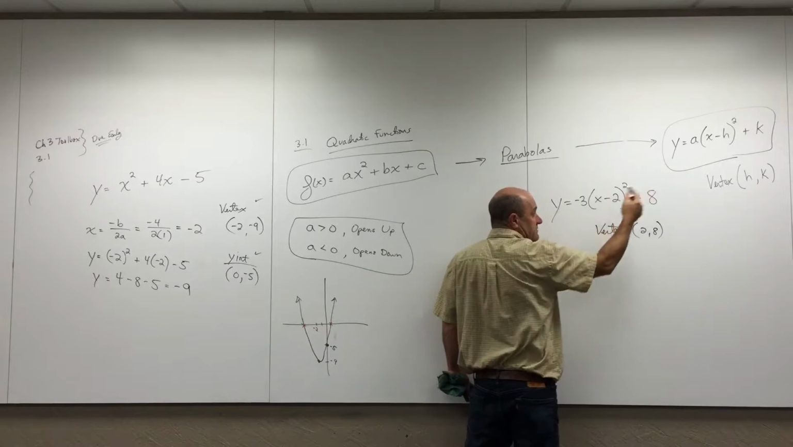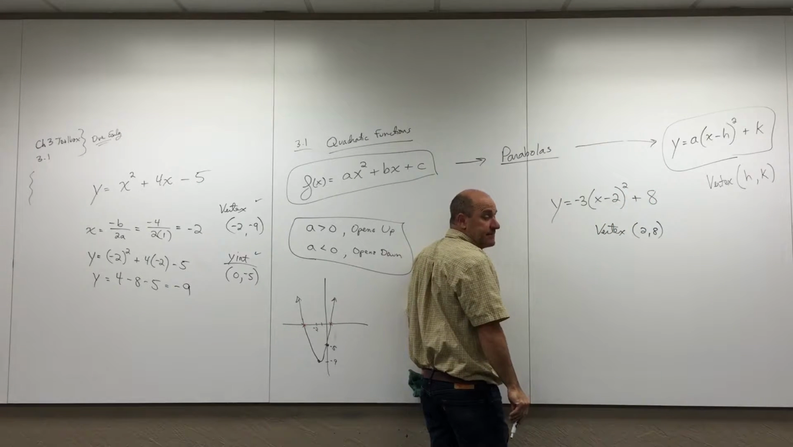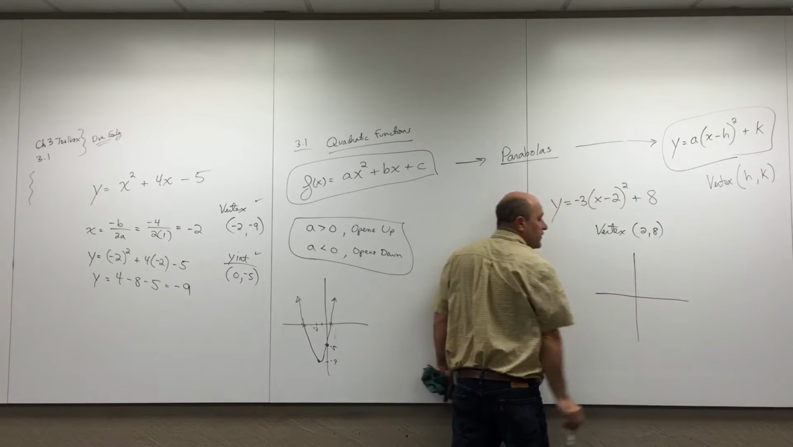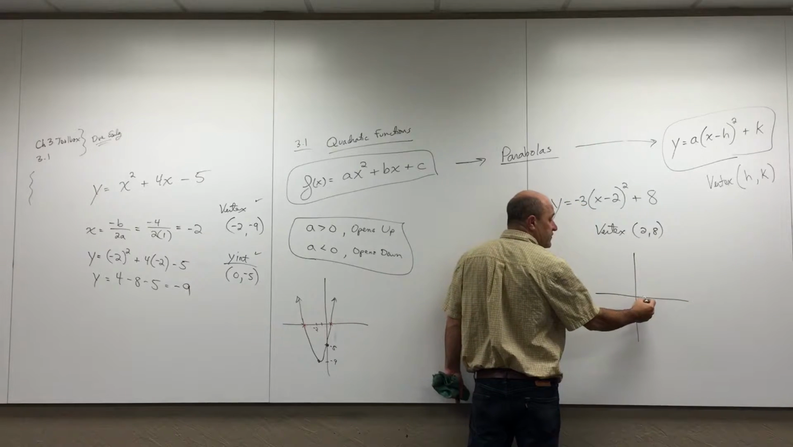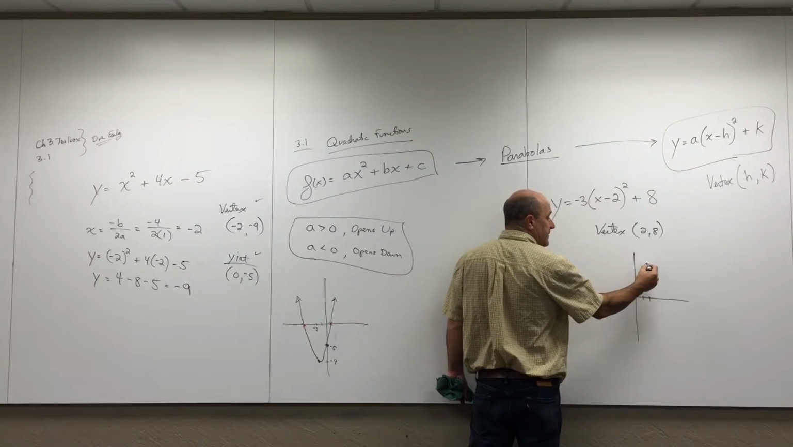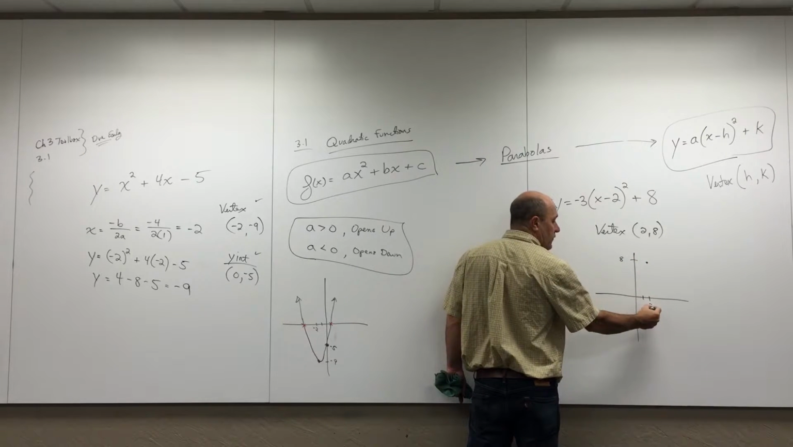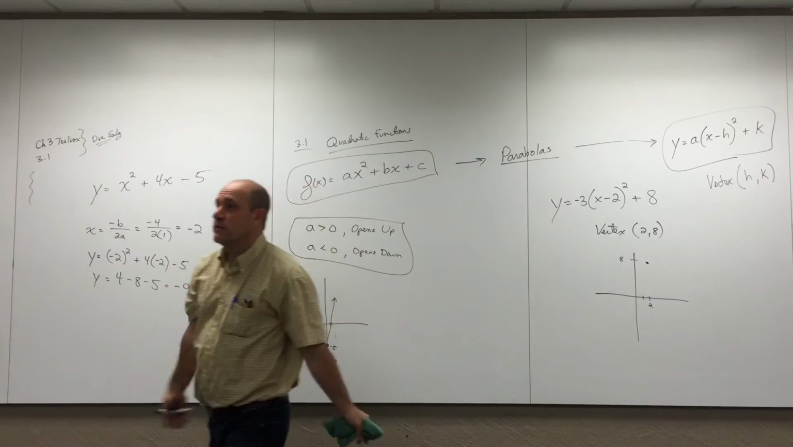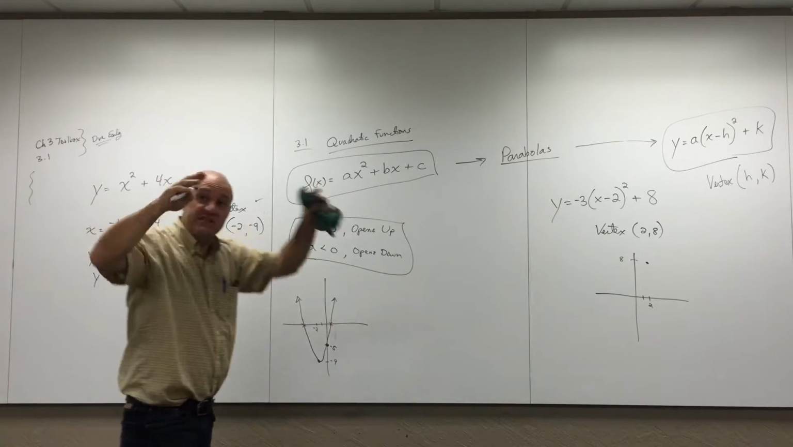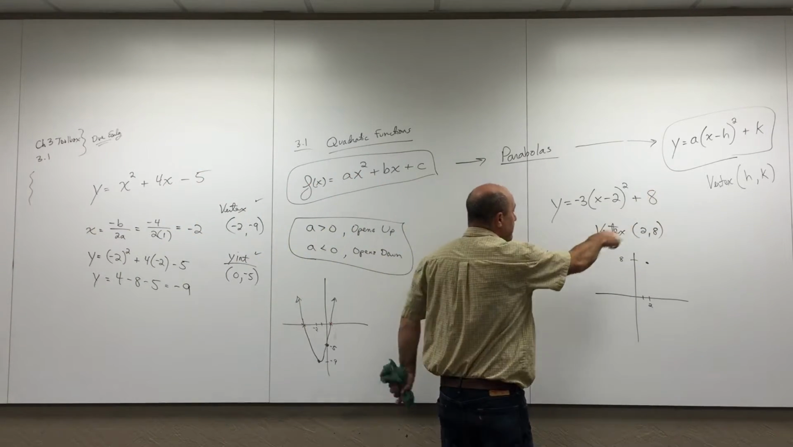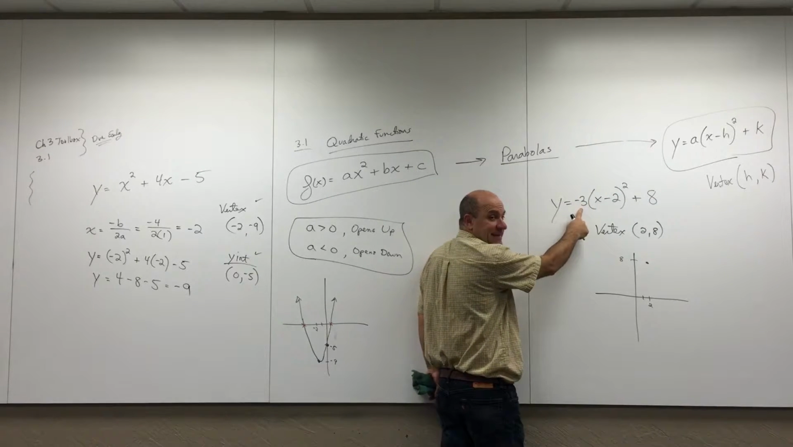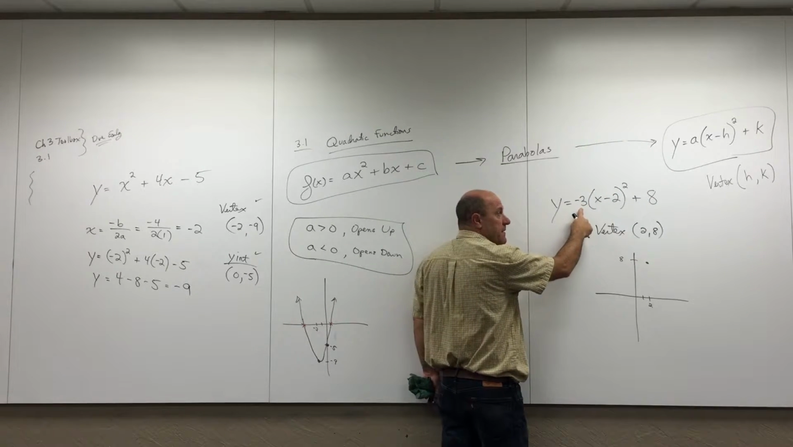I got that memorized. That the vertex is 2, 8. So it's a parabola. Let's find that place. The vertex is 2, 8. If you don't mind. Over 2, up 8. Does this one open up or open down? Down. It opens down. Why does he say it opens down? That negative 3. The leading coefficient is negative.